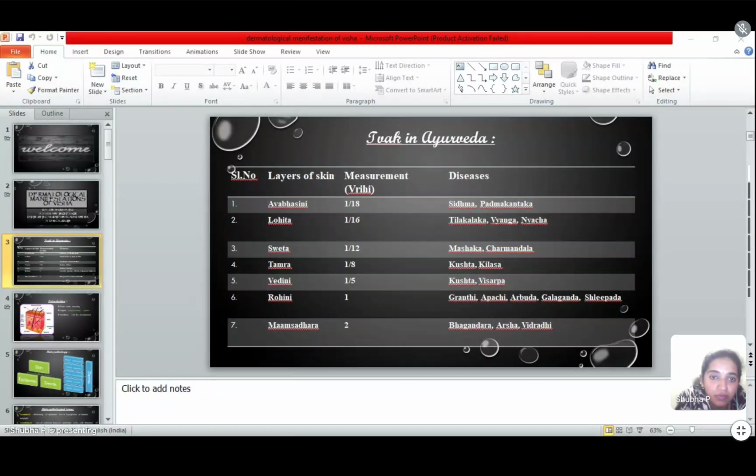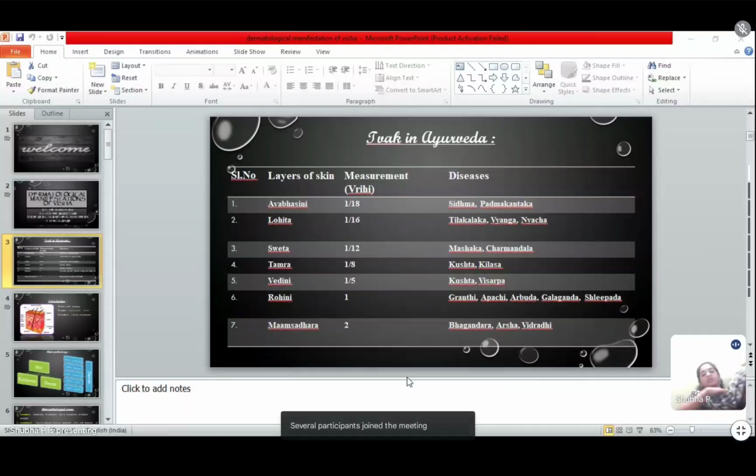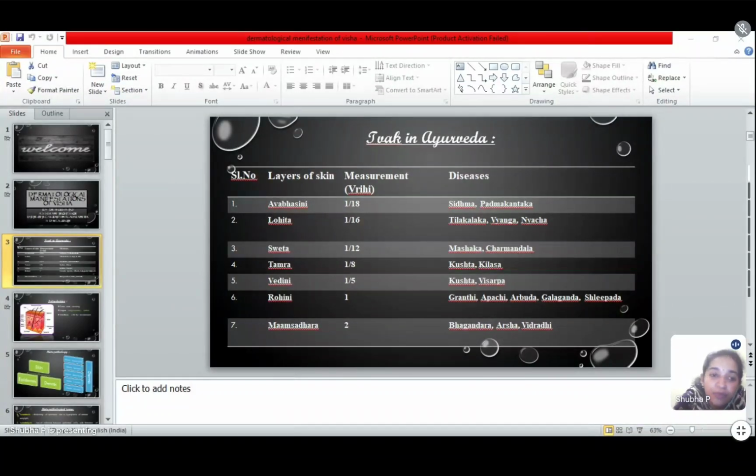The importance of these diseases is dhatugata avastha. It has much to do with the doshic predominance at these particular layers, and the dhatu avastha and the vyadhi avastha which is going to come up. So, based on these conditions, these layers and the respective conditions have been mentioned.